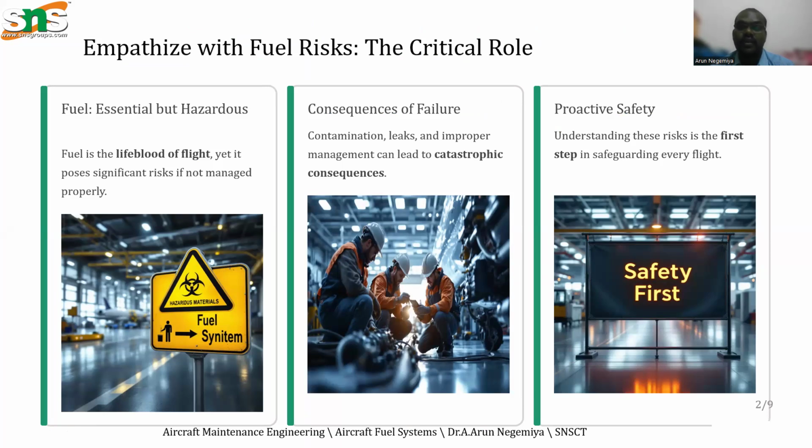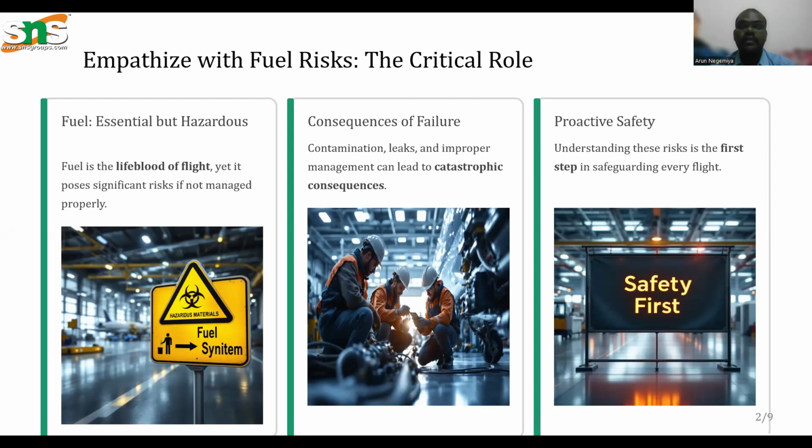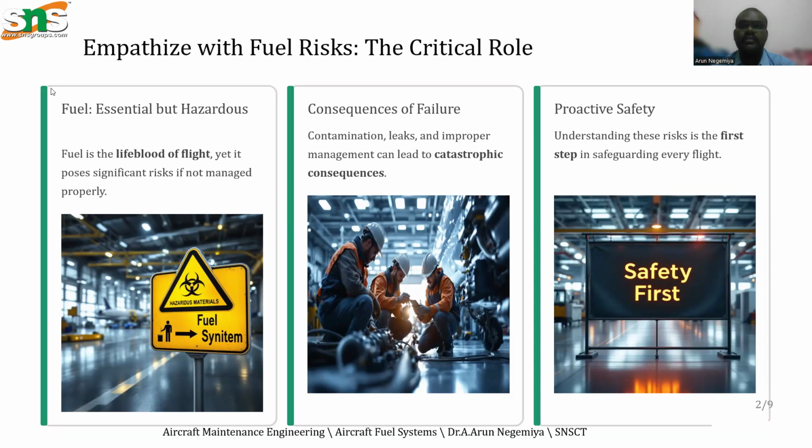What are all the risk factors available in the aircraft fuel system? The first one is the hazards, the second one is the consequence of failure, and the third one is proactive safety. In these things, these are all the empathies we will use to find out the problems in these cases. With empathies with the fuel risk, many cases will be found.